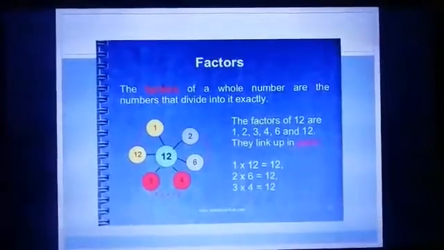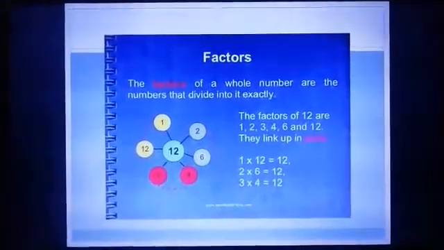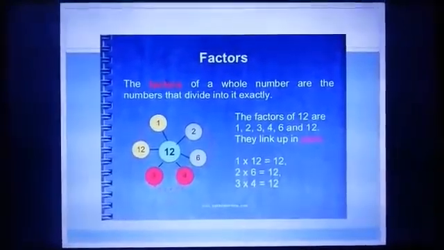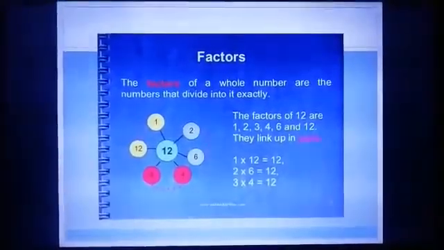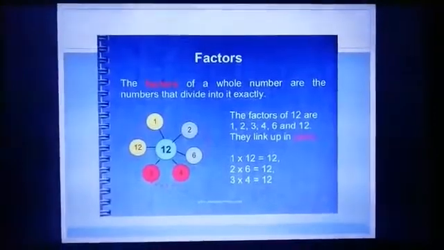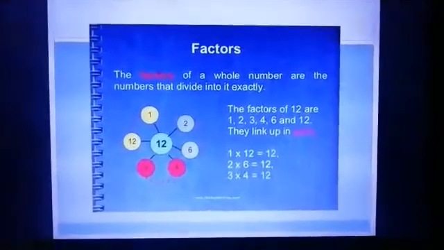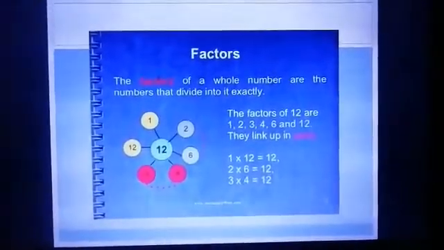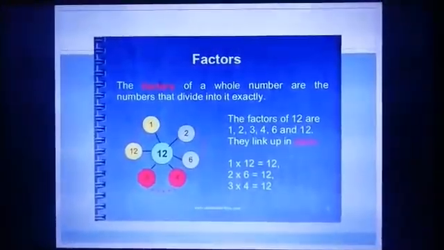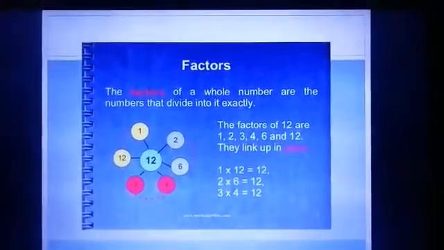Factors. The factors of a whole number are the numbers that divide into it exactly, as I told you earlier. Like we have 12 here. You can see 1, 2, 6, 4, 3 and 12. You can divide 12 completely by these numbers. If you divide 12 by 1, you will get remainder 0. Again, if you divide 12 by 2, you will get remainder 0. Like 6, 4, 3 and 12 and so on.